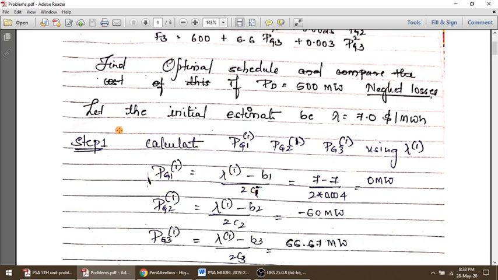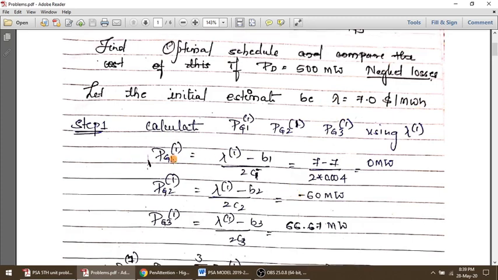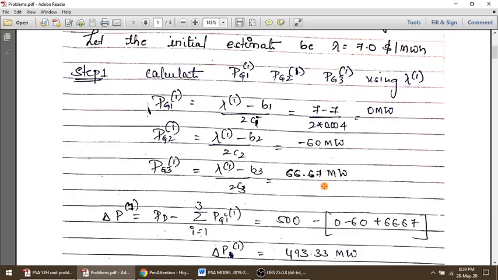So the first step will be to calculate the power output for the initial estimate value we have taken. The initial estimate value is lambda equal to $7 per megawatt hour. For that value we will calculate the power output. Sometimes you may get invalid numbers like negative or 0, but that is fine because we are using the initial estimate. So first we calculate Pg1 of 1, Pg2 of 1, Pg3 of 1. When we substitute the value, we get 0, minus 60 and 66.67 megawatts.